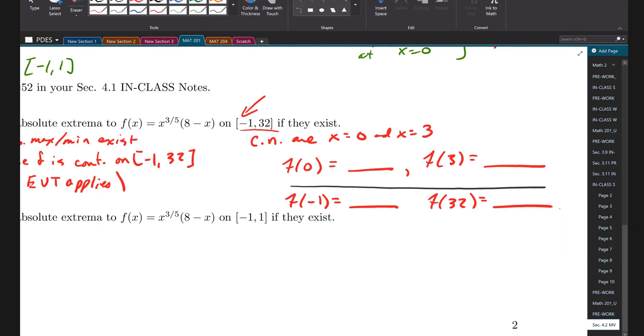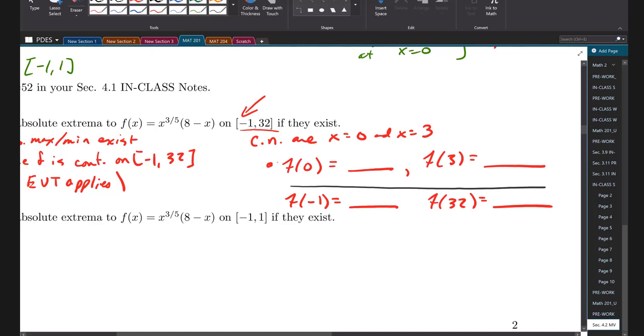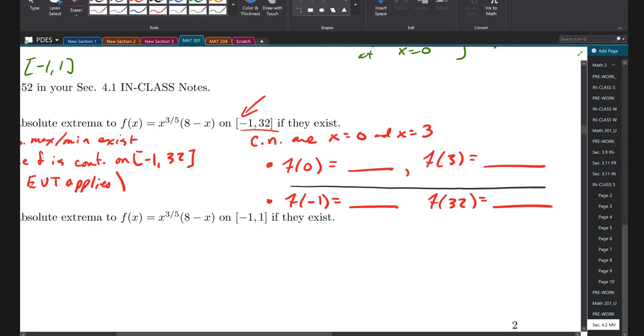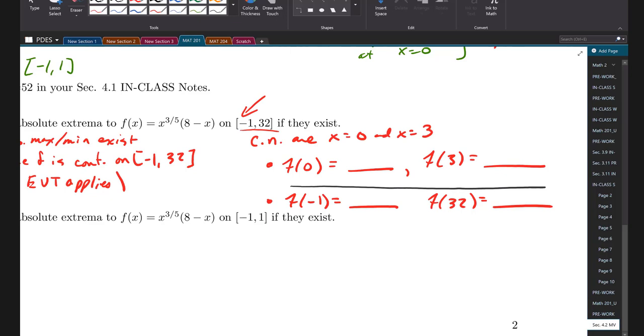I'm now going to plug in these points. Why am I checking these first two in the first row? Because they're critical numbers. Why am I checking these two in the second row? They're endpoints. Don't forget to check your endpoints. And just to clarify, we do this only when we're finding the absolute or global extremum. This is our technique for finding the absolute or global extremum. Local extremum are something we're going to talk about after this unit.